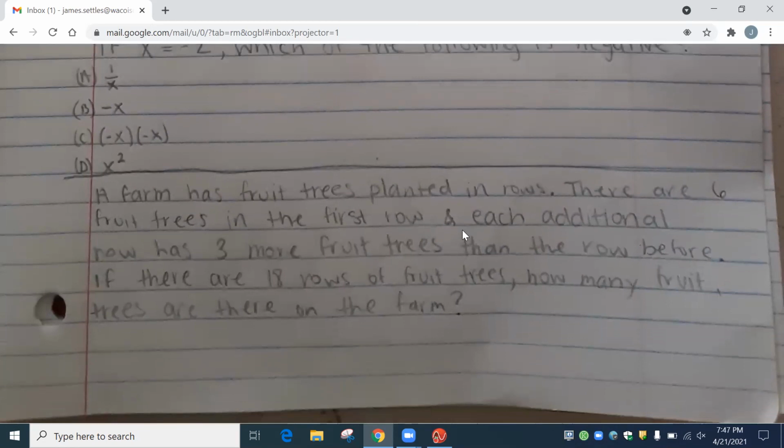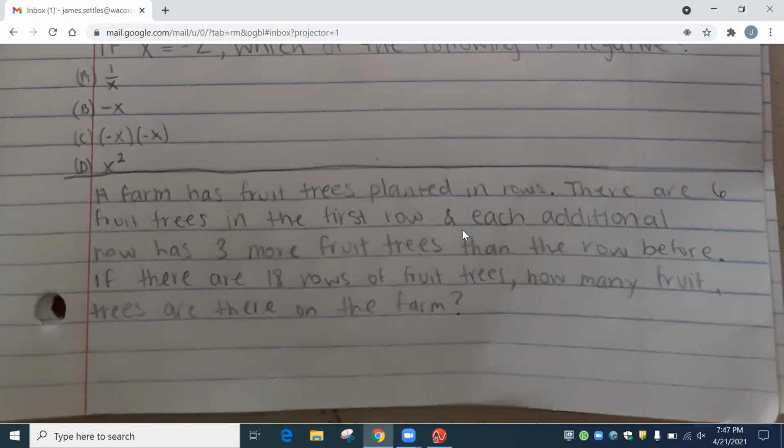All right, and this last one. A farm has fruit trees planted in rows. There are 6 fruit trees in the first row, and each additional row has 3 more fruit trees than the row before. If there are 18 rows of fruit trees, how many fruit trees are there on the farm?